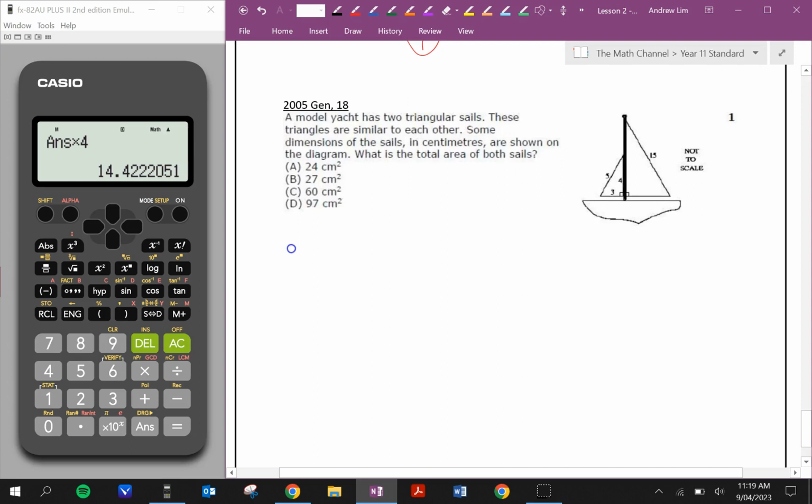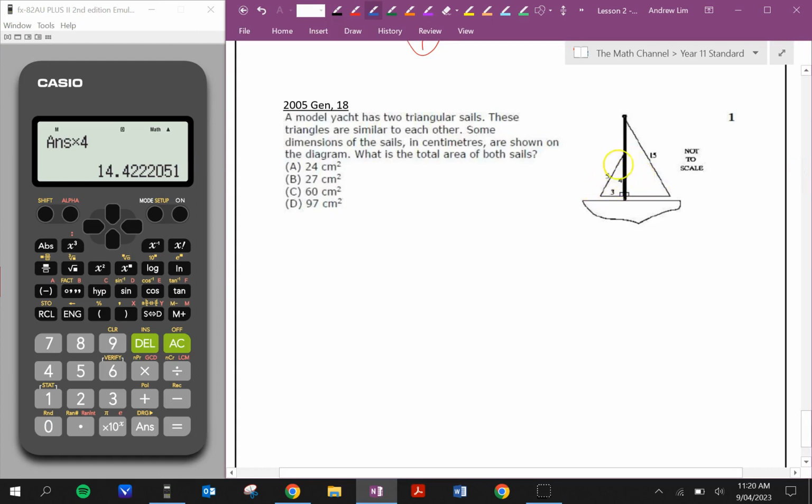Alright, and last one. Have a go with this one. Pause the video and then check your answer. Alright, a model yacht has 2 triangular sails. These triangles are similar to each other. Some dimensions of the sails in centimeters are shown on the diagram. What is the total area of both sails? So that means we need to work out the area of each one and then add them together.